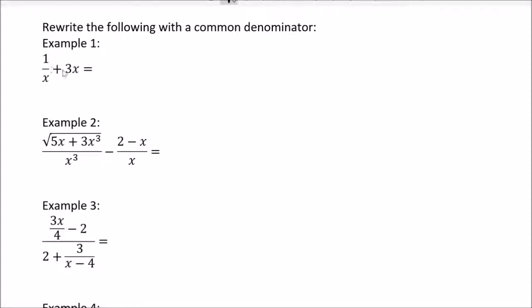Okay, this first one, I'm doing addition. I notice this doesn't have a denominator, so I'm going to make one. Okay, and then I know that I need a common denominator, so I'm going to bring the x over here. And then I have 1 times x is x, so we're all good there.